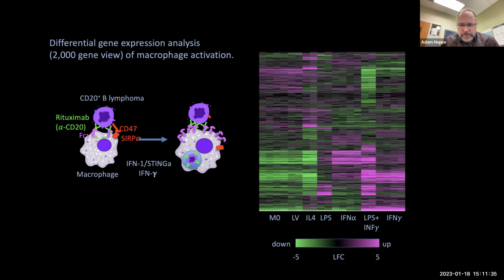And so as you can see, they're very large. This is the 2,000-foot view here of different clusters of genes that are upregulated and downregulated in response to various stimuli here, and particularly interferon alpha and interferon gamma. Both are clearly doing different things to the macrophage.